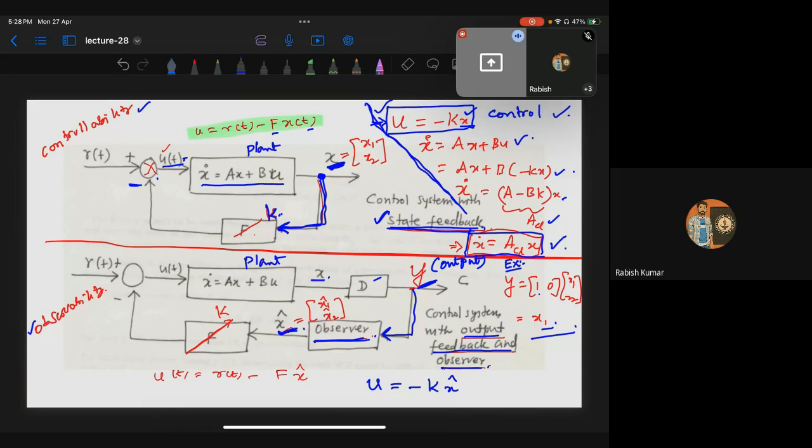Similarly, now we are going to see the observability definition. Again, we will get a similar kind of definition for observability. Only if the system is observable can we design this observer. Let's go back and see, and come back here.